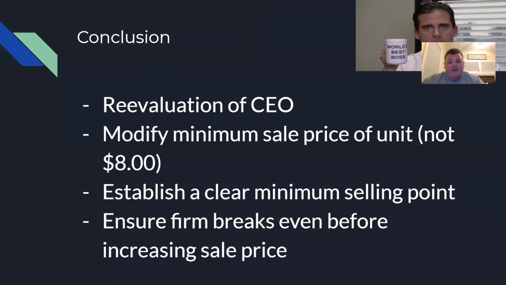The new sales price will need to be determined. The $8 sales point and even the $7 price point can be argued to be currently way too high for the current market demand. The firm needs to enforce and maintain a clear selling point based on the cost of production and sales of the product. The firm will also need to ensure they break even before a large increase in the sales price of their product. If the company does not break even, they're losing money and thereby, as defined, a failing business.